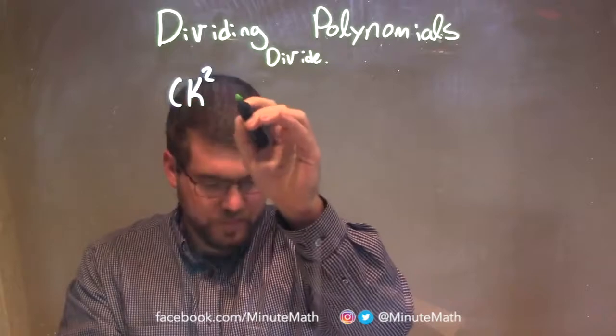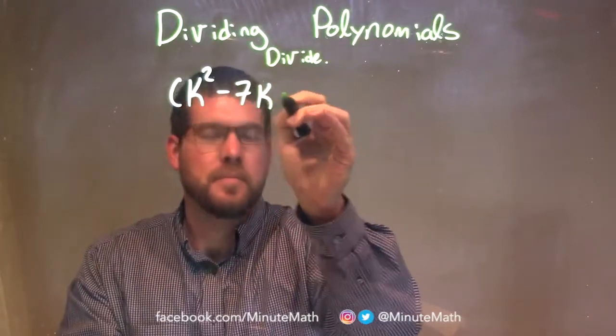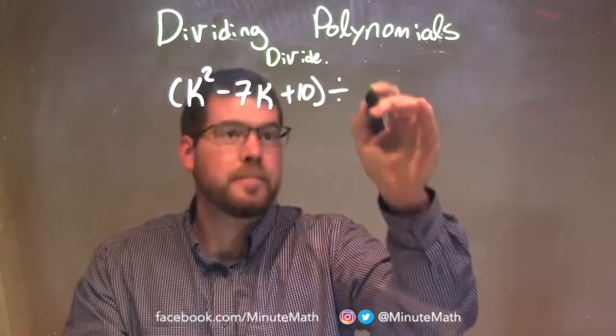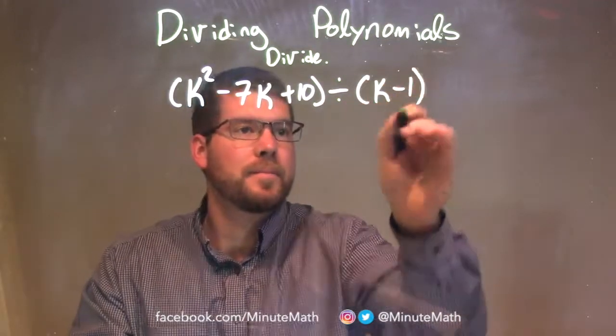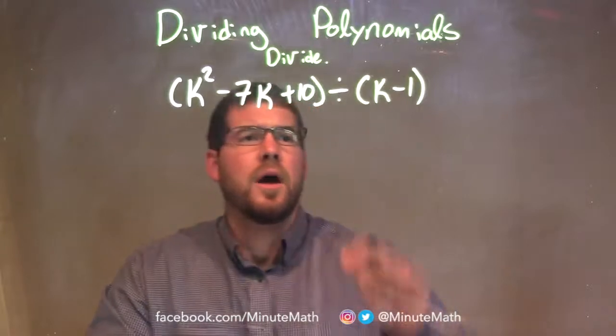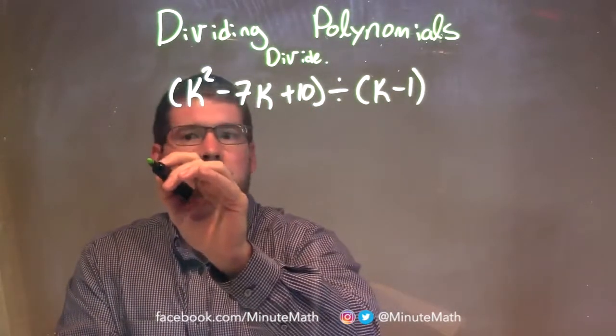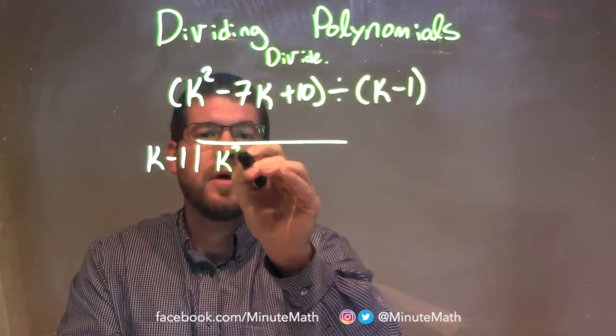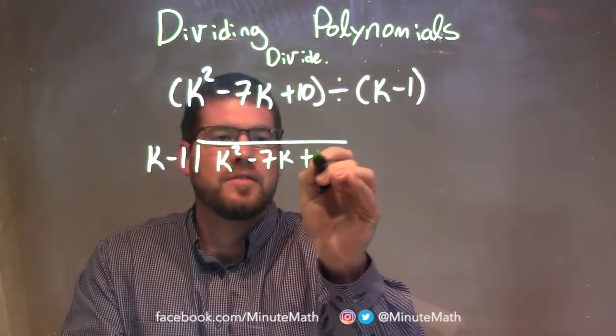k squared minus 7k plus 10 divided by k minus 1. Okay? Well, I'm going to write this out in long division form. I have my divisor, k minus 1, divided into my dividend, k squared minus 7k plus 10.